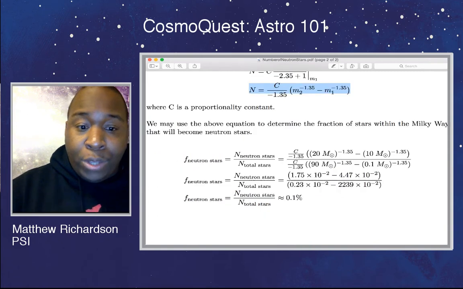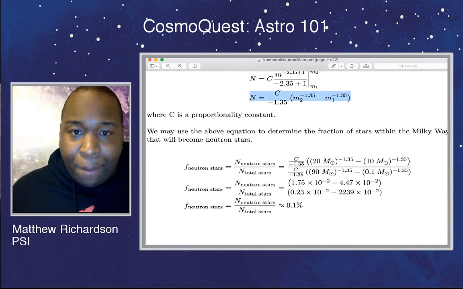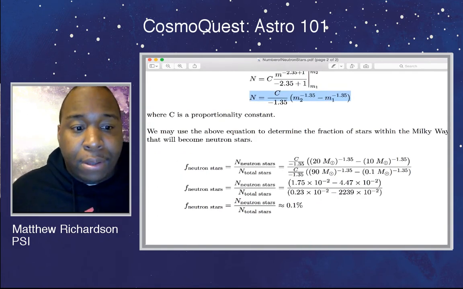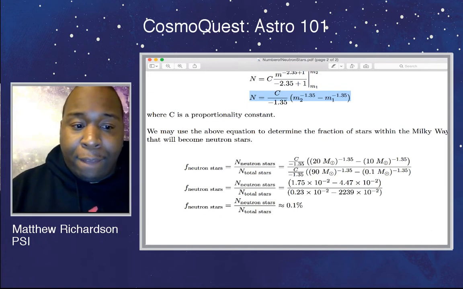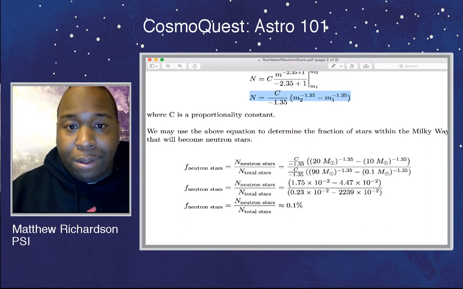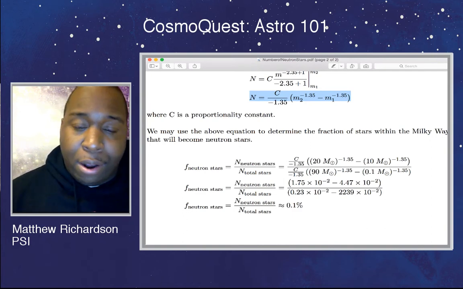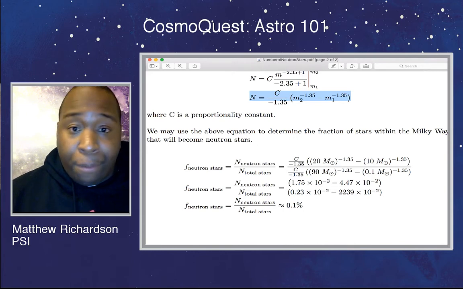And using this, I can set up a fraction at the very least, where I'm basically stating that the fraction of neutron stars, of course, is going to be equal to the total number of neutron stars divided by the total number of stars within our galaxy.